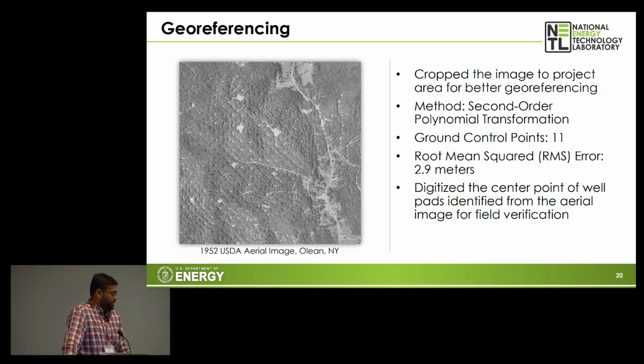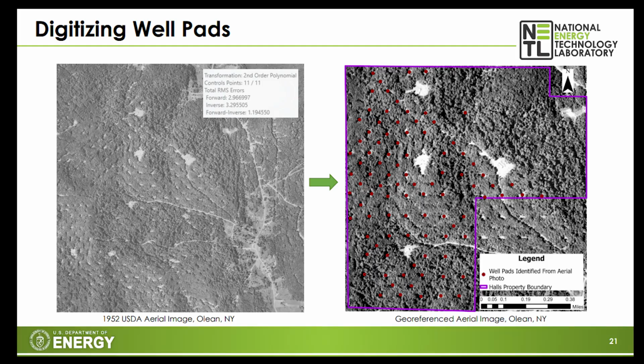And we went ahead and digitized the center point of each well pad we identified, and we used those points for field verification at a later date. The red points are the ones we digitized using GIS software for field verification, and the yellow ones are the ones we found in the field using these points as a reference.